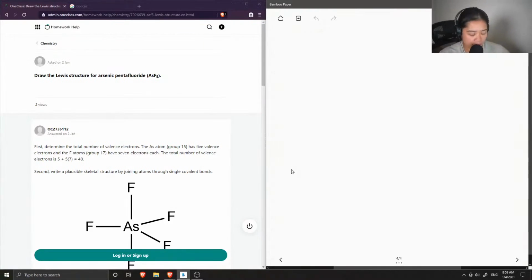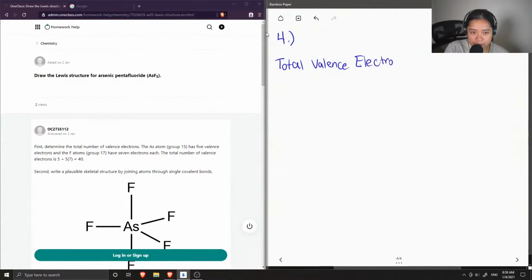Okay, so question number 4 asks to draw the Lewis structure for arsenic pentafluoride. When we draw Lewis structures, I first want to find out my total number of valence electrons in the molecule. In the case of arsenic, it has 5 valence electrons, and in the case of fluorine, there are 7 valence electrons.